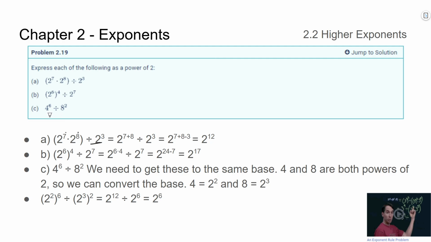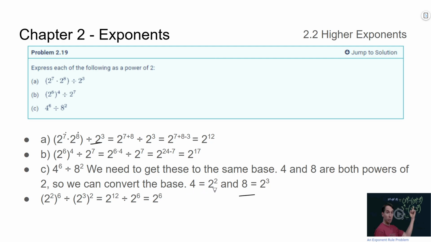Now this third one is a little bit tricky. So if you weren't able to get this third one, don't worry, this one is tricky. So you can't just say 6 minus 2. And why can't you say 6 minus 2? Is because you can only do that if they have the same base, and these do not have the same base. So what we can do is we can get them to be the same base. So 4 and 8 are both powers of 2. 4 would be 2 times 2, and 8 would be 2 times 2 times 2. So this 4 would be 2 squared.